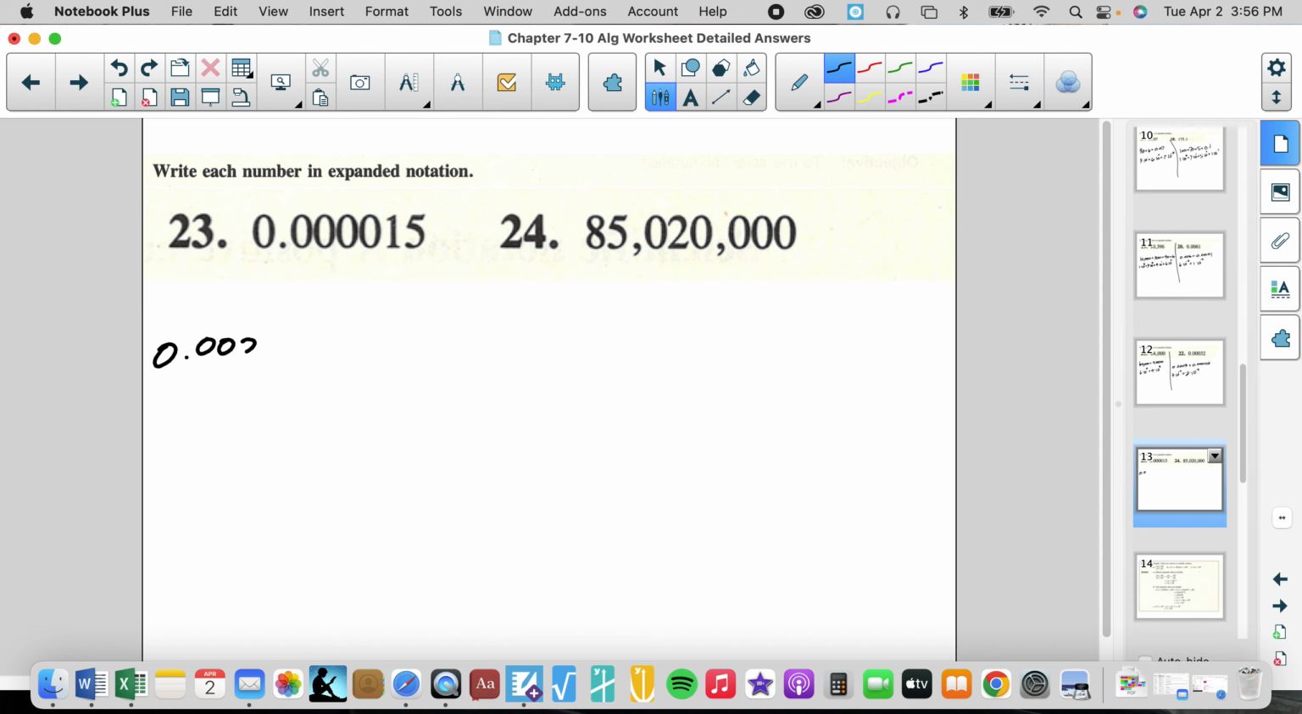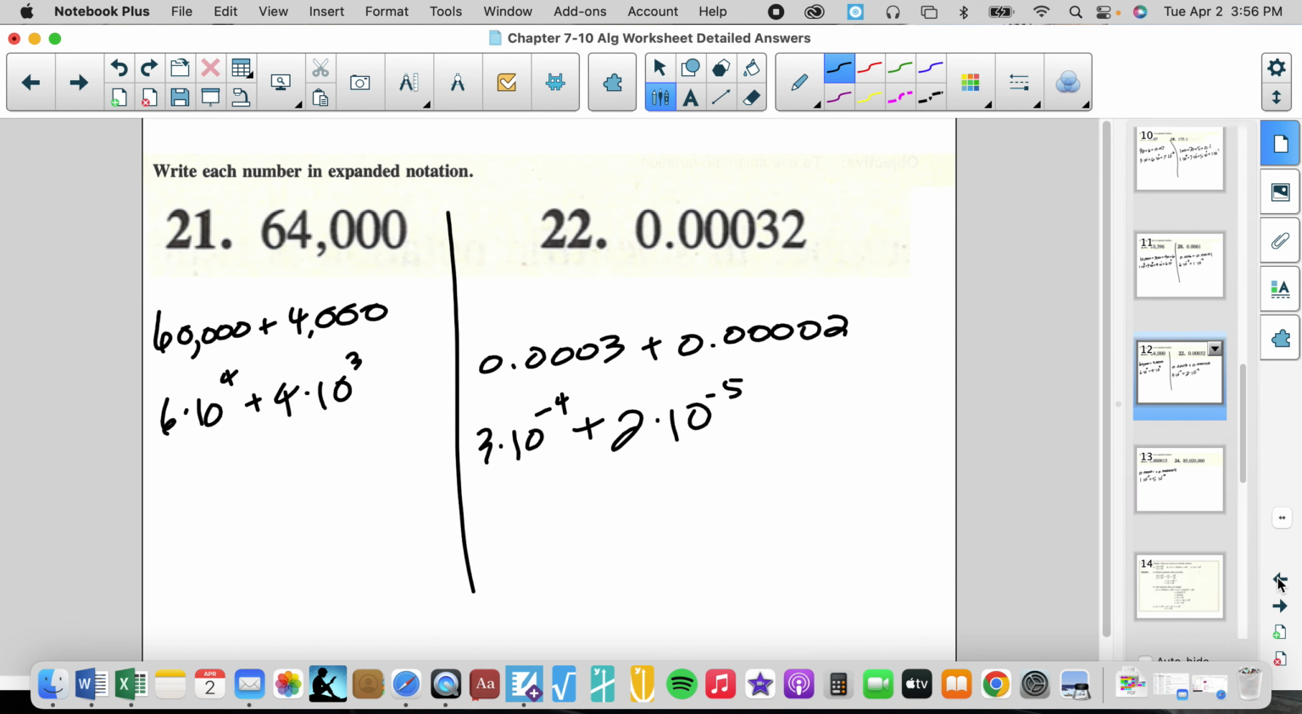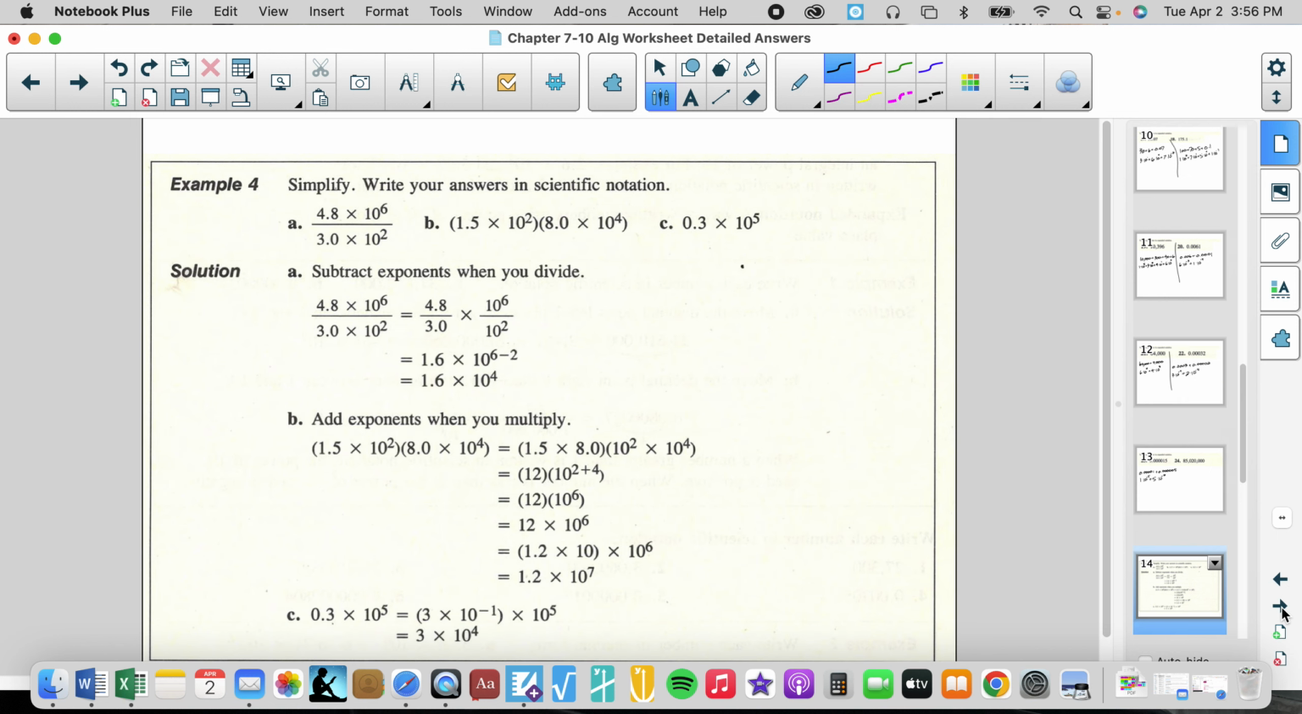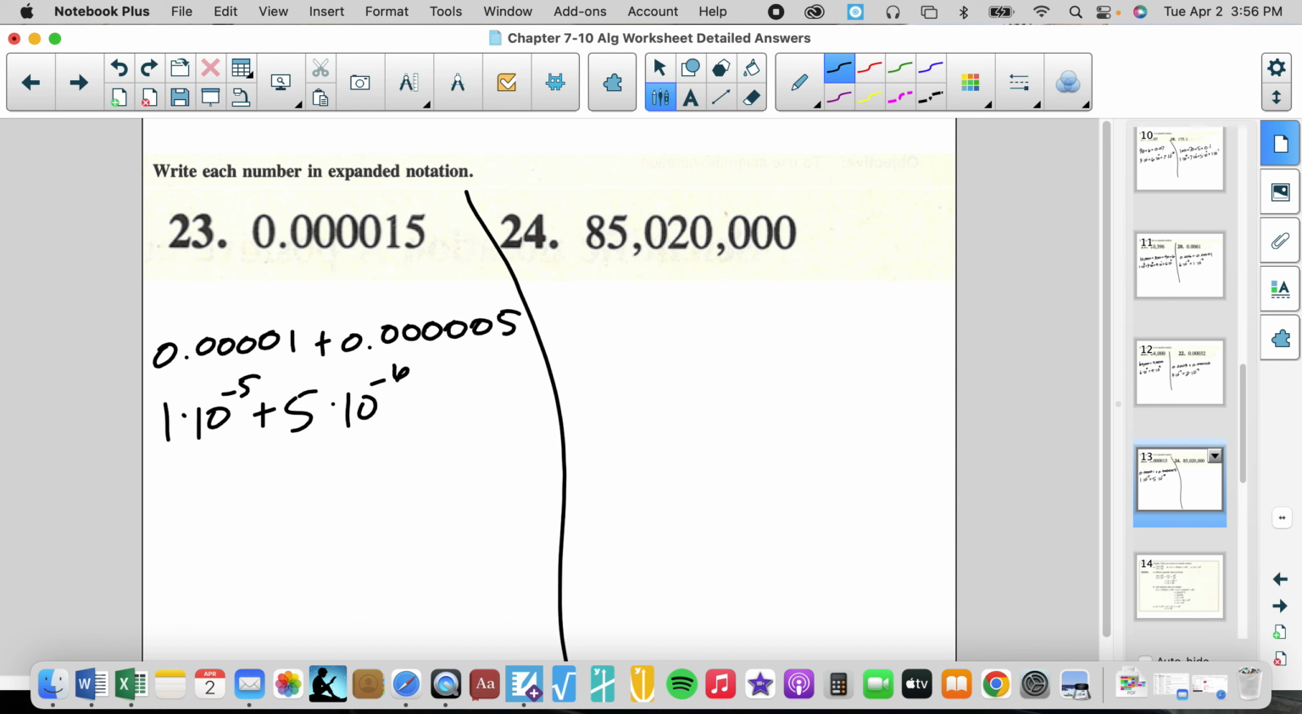1, 2, 3, 4. 1, 2, 3, 4, 5. 1 times 10 to the negative 5 plus 5 times 10 to the negative 6th. Pretty sure I figured that out, right? 1, 2, 3, 4. Yeah, until you make it. Sorry. That's good.